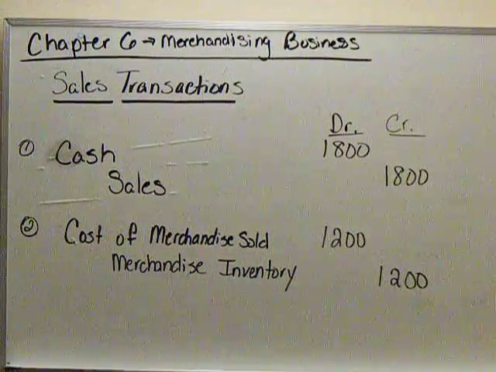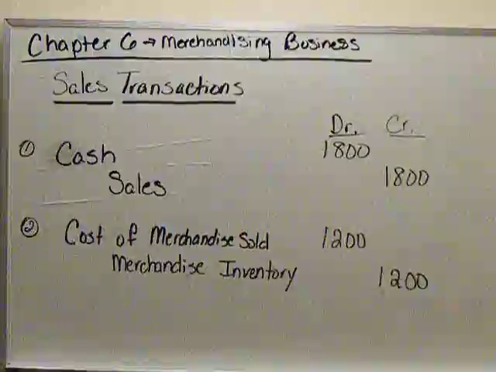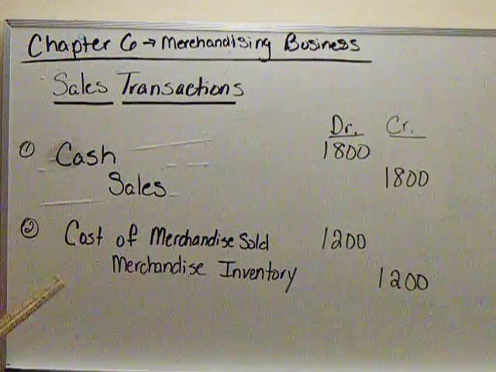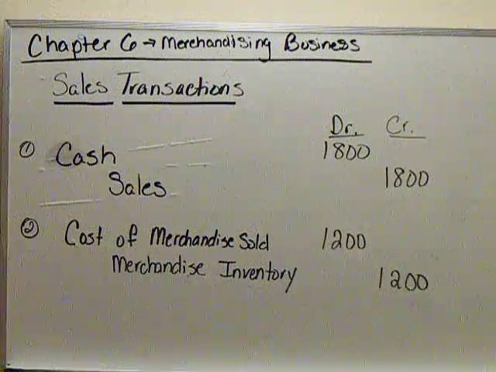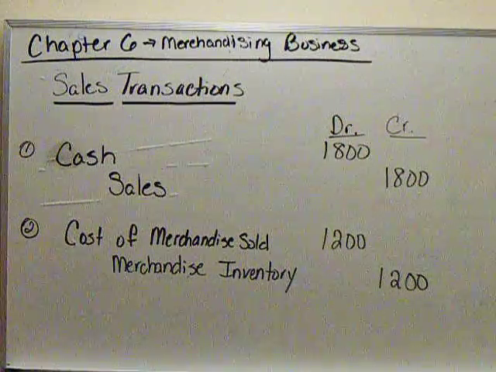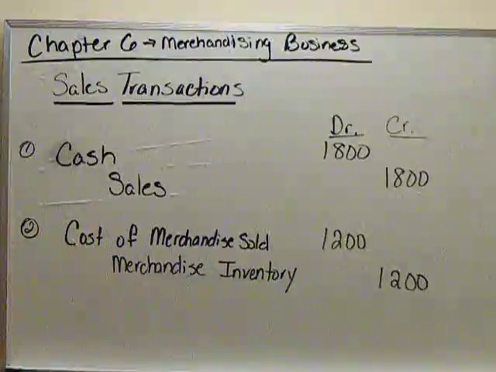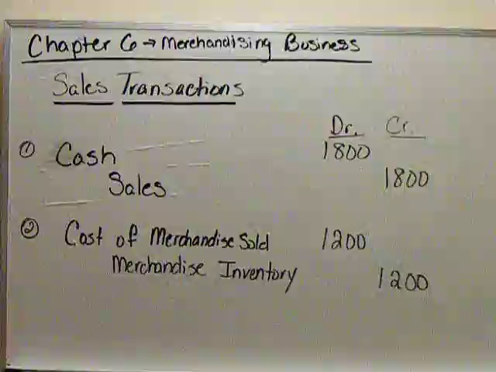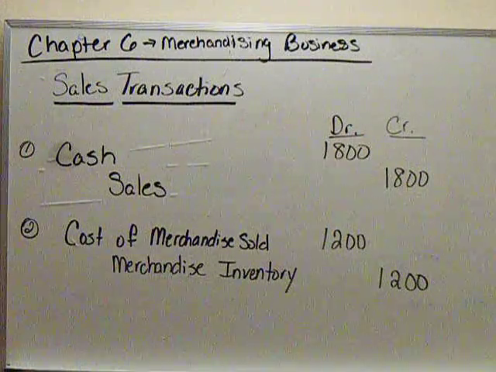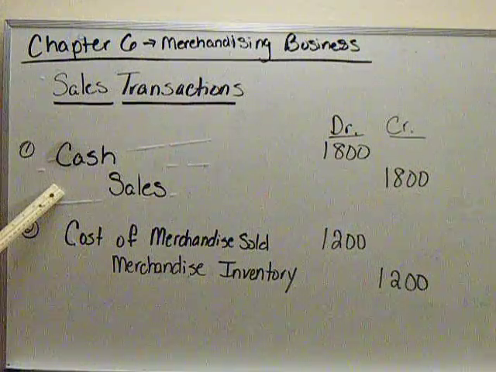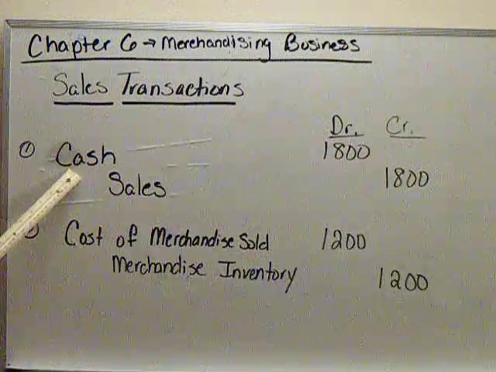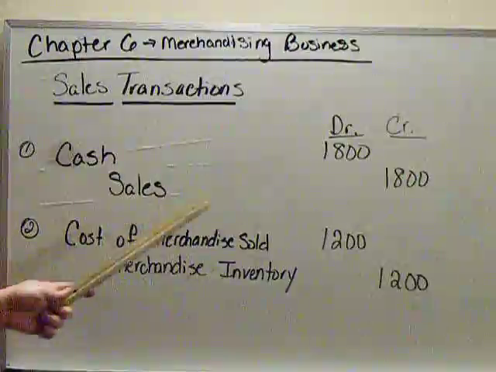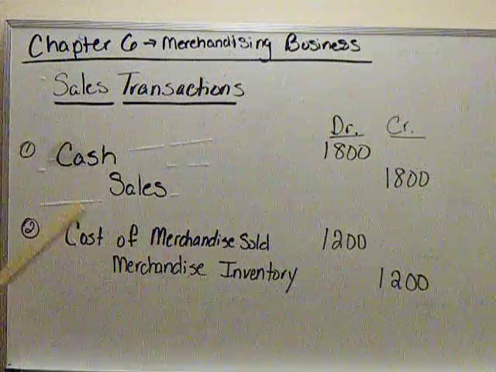Okay, class. When we do a sales transaction, the first thing that you need to remember is that there's always going to be 2 journal entries that are recorded every time you do a sales transaction. So let's take an example that we had cash sales for $1,800 and the cost of the merchandise that we paid for was $1,200. The very first journal entry that we would record would be a debit to cash for $1,800 and a credit to sales, the revenue account, for $1,800.